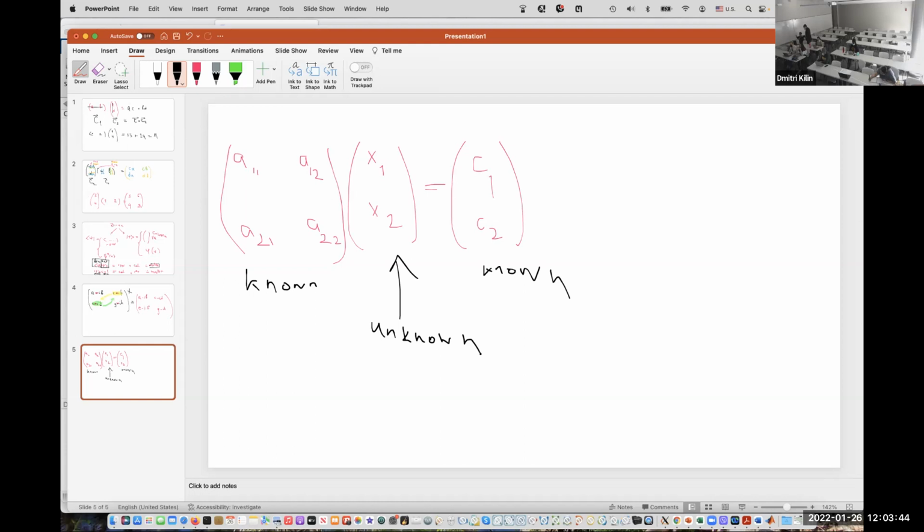Can I ask something? Are the known vectors the same or different? No, it's just different numbers. So all elements in the matrix are known, all elements in C are known, but x1 and x2 are unknown. Okay, so then we have a known matrix that we will multiply with an unknown matrix that will give us another known matrix. That's what I can see. Okay, yeah, good, thank you.